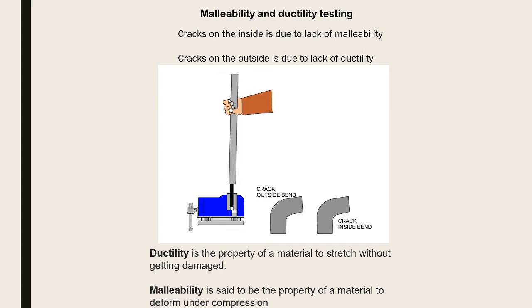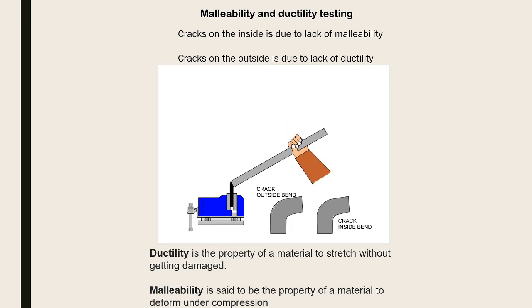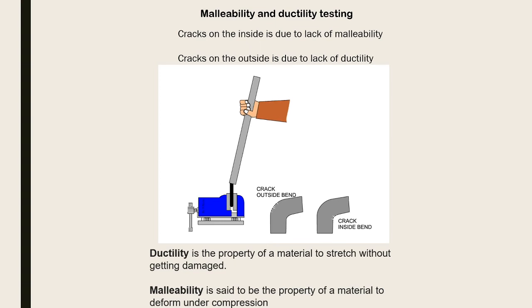So you're looking at cracks on either the inside or the outside of the material. Cracks on the inside means that it isn't a very malleable material. Cracks on the outside means it's not a very ductile material.